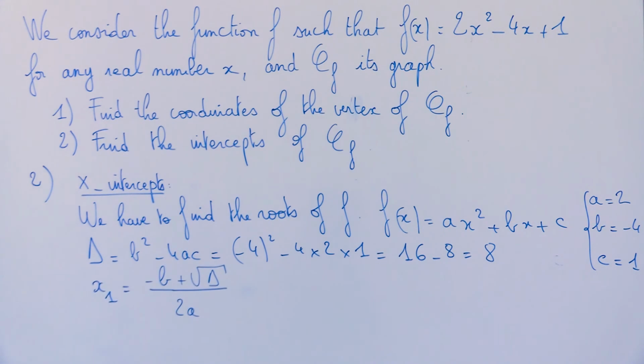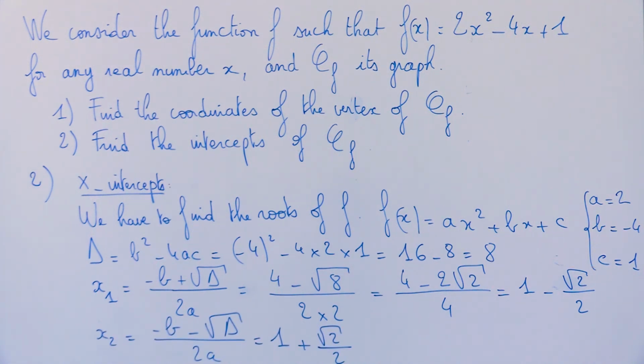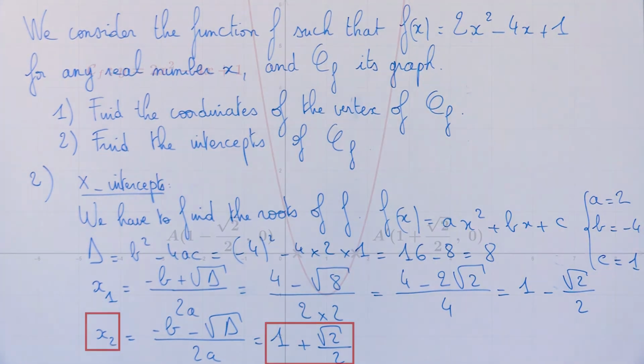x1, the first root, will be obtained thanks to this formula. x1 equals negative b plus square root of delta over 2 times a. x1 is equal to 1 minus square root of 2 over 2. So now we have to compute x2, and by using the following formula, x2 is equal to negative b minus square root of delta over 2 times a, we obtain that x2 is equal to 1 plus square root of 2 over 2.